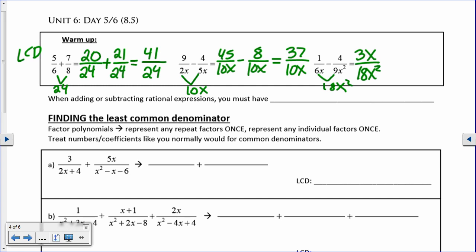It already has the x squared, doesn't it? So only 2, right? It already has the variable part, the x squared. I just need 18. So I'm going to multiply times 2. That gives me 8 over 18x squared.